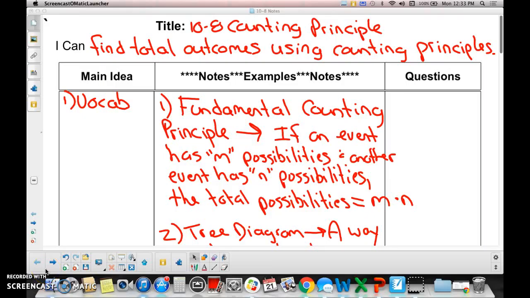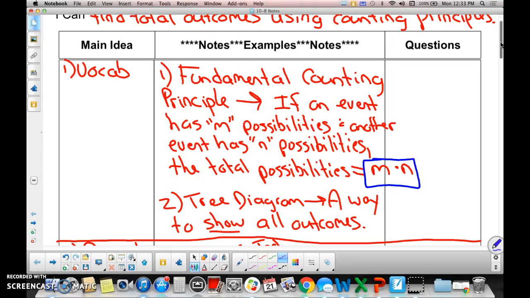Ben, 10.8, what's it called? Counting principle. And what can you now do, Ben? I can find total outcomes using counting principles. All right, and the fundamental counting principle, what would be the easiest way to describe the fundamental counting principle?